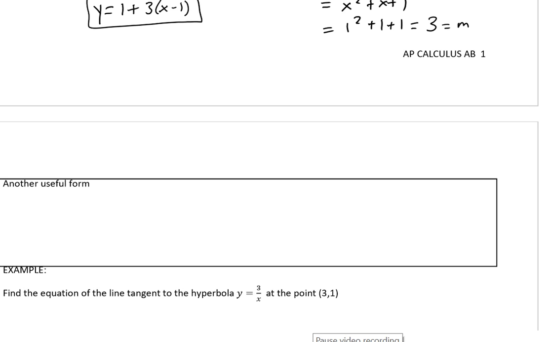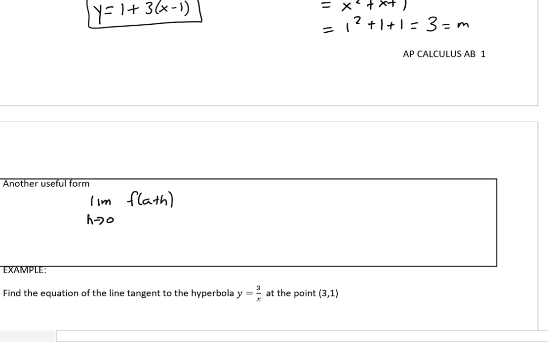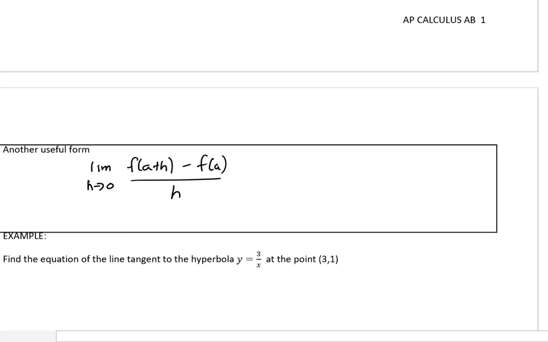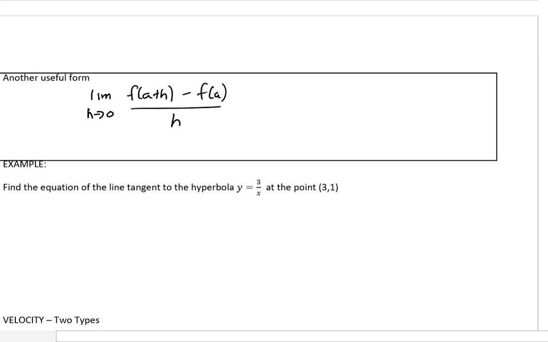The other useful form is that limit as h approaches 0 of f of a plus h minus f of a over h. And we're going to use that one to do our next problem. Find the equation of the line tangent to the hyperbola y equals 3 over x at the point 3, 1. So we're going to plug this in, and of course this is our f of x.